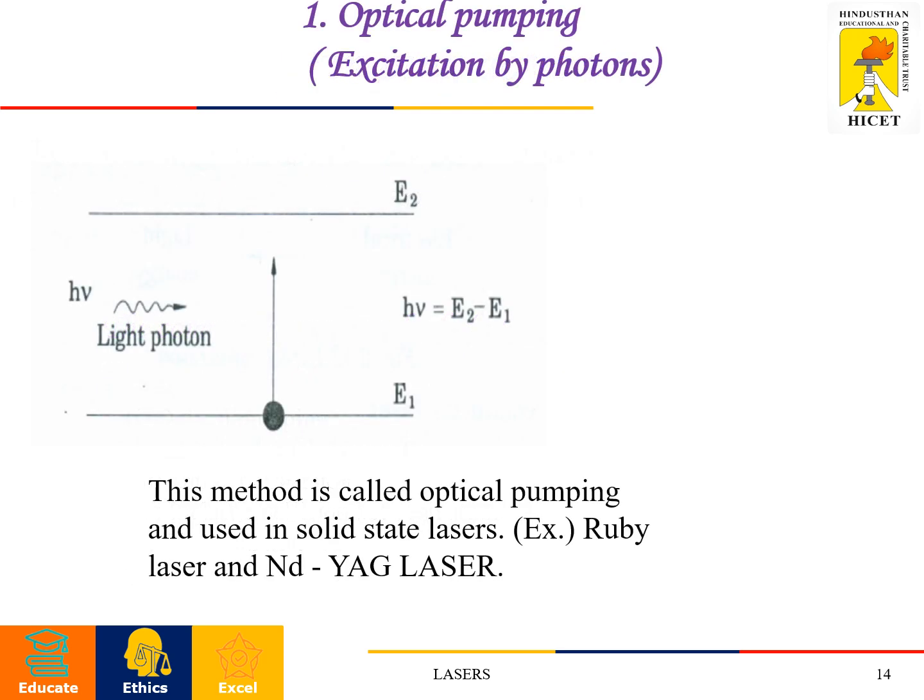So there are different types of pumping. One is optical pumping, wherein the light radiation h nu is used to raise the atom from the ground state E1 to the excited state E2. This is called optical pumping, that is, excitation by photons. This method is used in ruby laser and YAG laser.